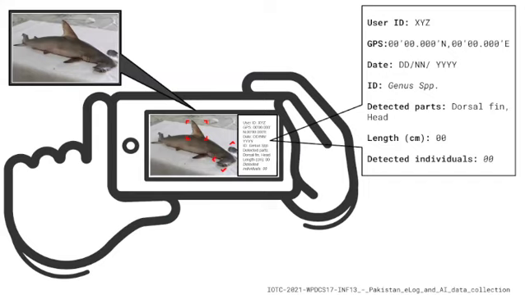So this is basically the idea: developing software which can scan the species from the heap and give you timestamps and all the required information, like which parts of the species were detected, what the length is, and the total number of individuals.